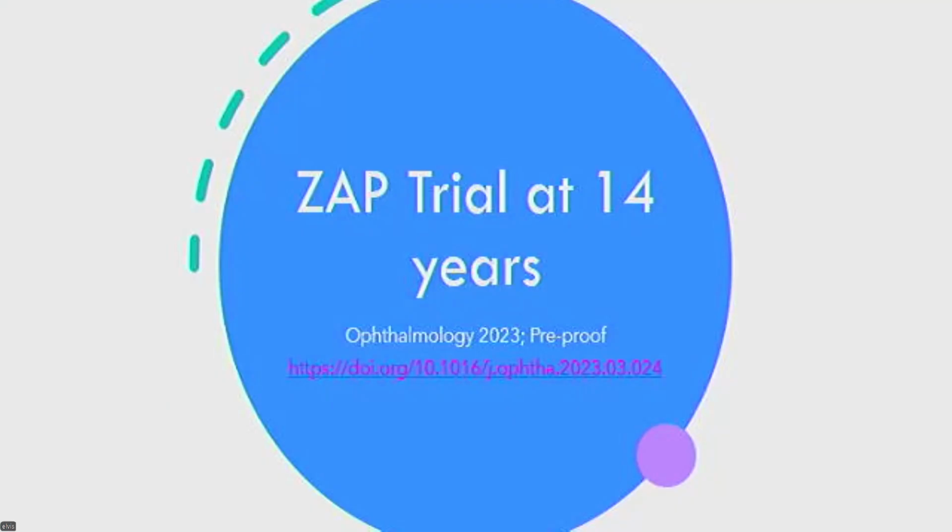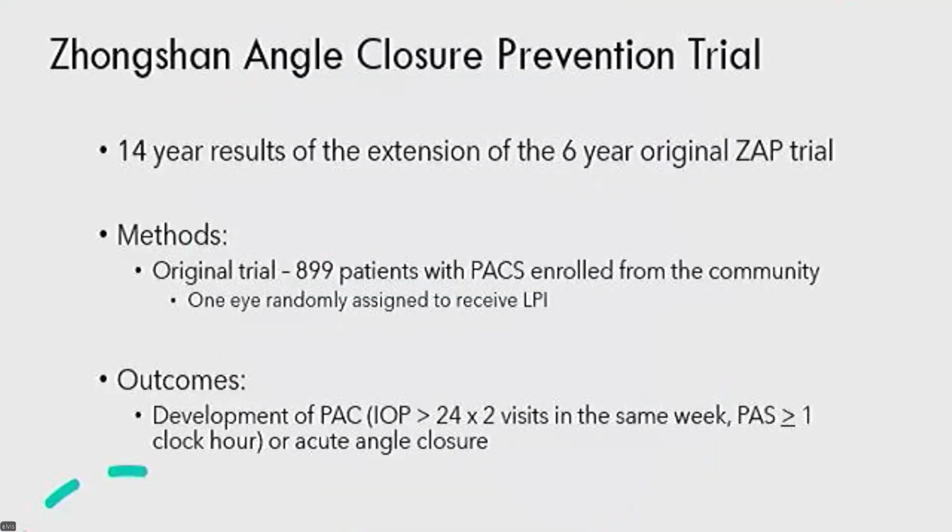So the ZAP trial, which is one of our landmark clinical trials, has 14 years of outcomes data. It was originally a 9-year study, but there was a 5-year extension. So I'll briefly share a couple insights from that. So again, this is 14 years, but almost 1,000 patients were enrolled. So many more were screened. And the outcome was the development of primary angle closure. So these were suspects that could have gone on to angle closure, which was defined as an elevated IOP ×2, or PAS development, or the development of acute angle closure crisis.